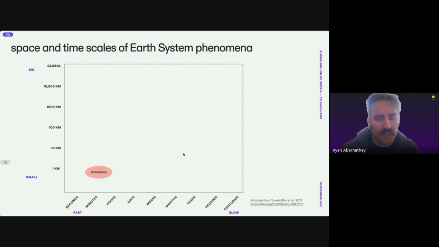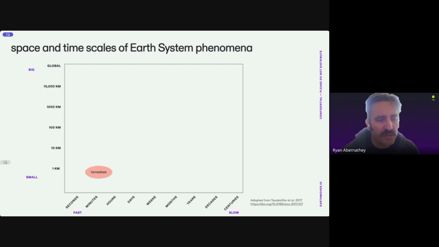So to give an example of what I mean, a very familiar phenomenon that's clearly quite relevant to a lot of different impacts are tornadoes. Right? Tornadoes do a lot of damage. They're very high-profile weather events. Tornadoes are pretty small scale in both space and time. So tornadoes exist on the scale of kilometers, and they evolve over minutes to hours. They're not lasting for days or weeks.